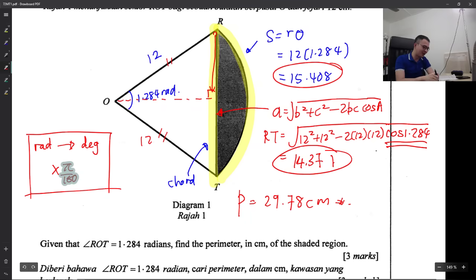Sorry. Yeah, you are right. I wrote the opposite already. Radian to degree is times 180 over pi. Degree to radian is multiply pi over 180. Yeah, sorry for that.